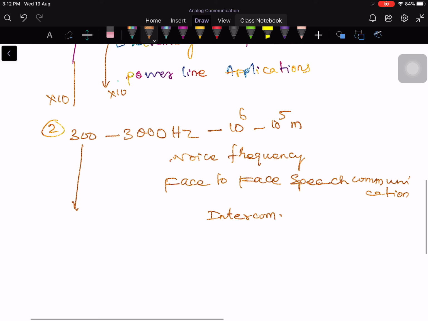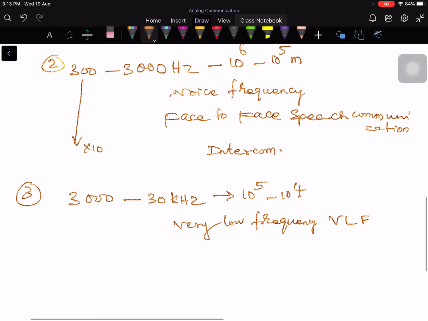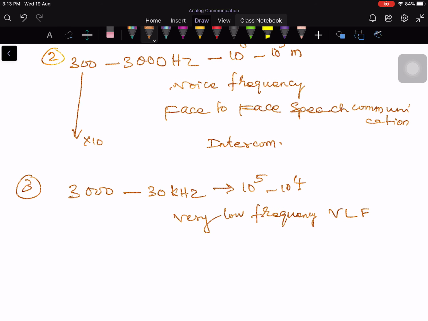Then take this 3000 hertz, multiply by 10, and you get 30,000 hertz, that is 30 kilohertz. The corresponding wavelength is 10 power 5 to 10 power 4 meters, and this is called very low frequency, VLF. This very low frequency is used in submarine communication.